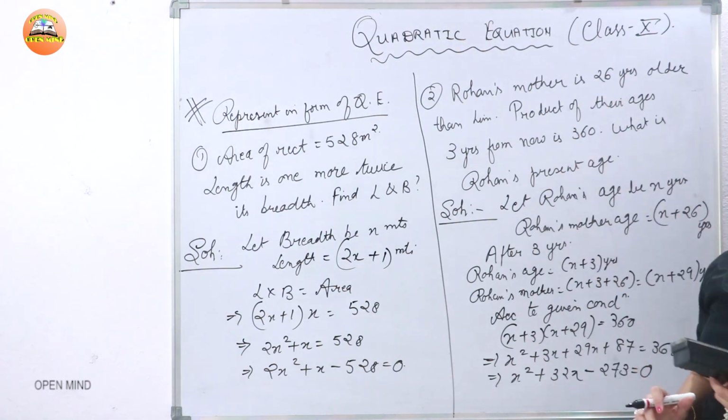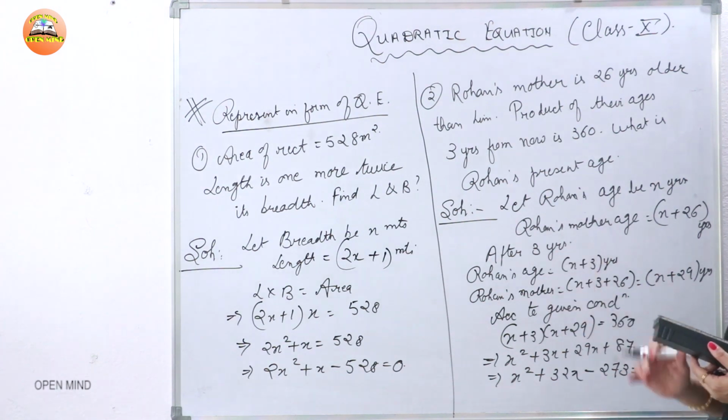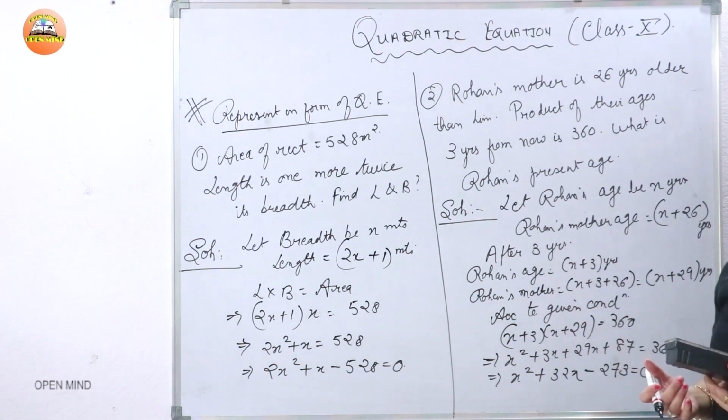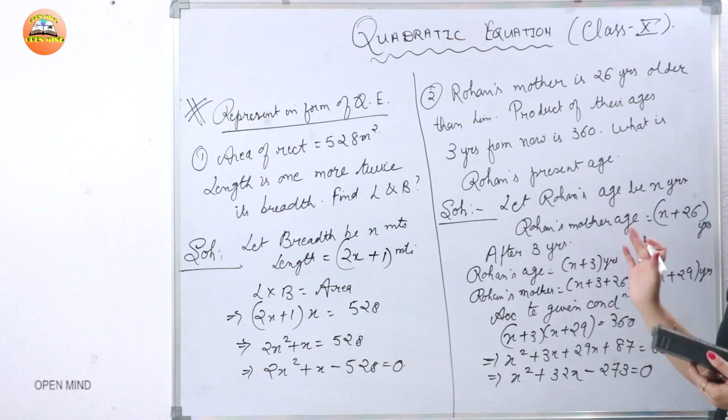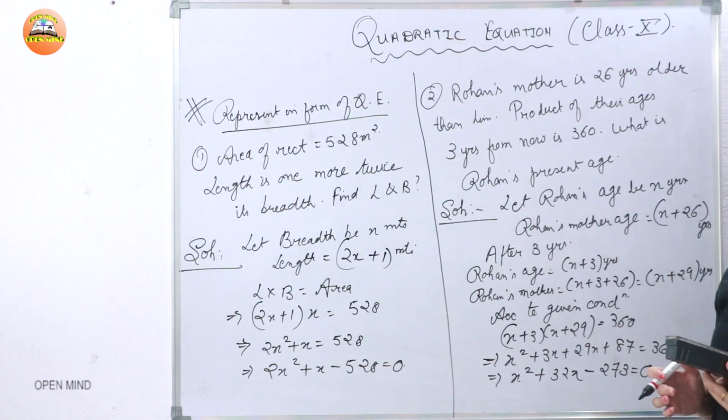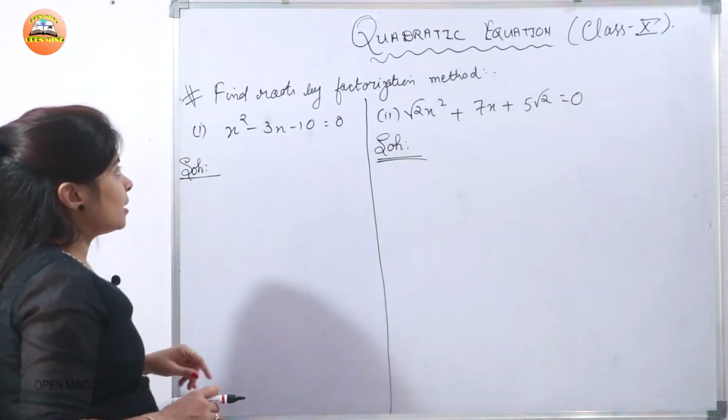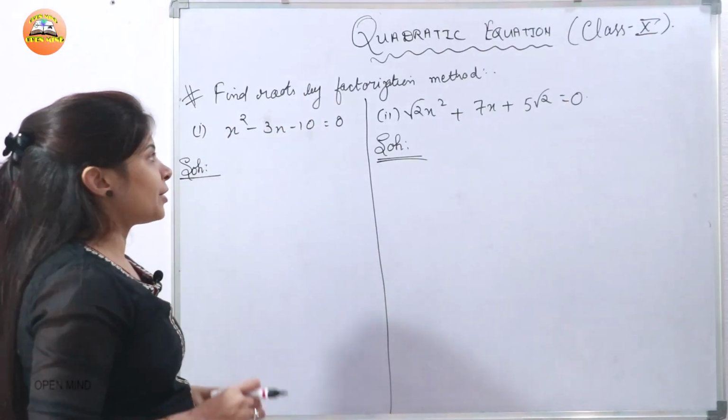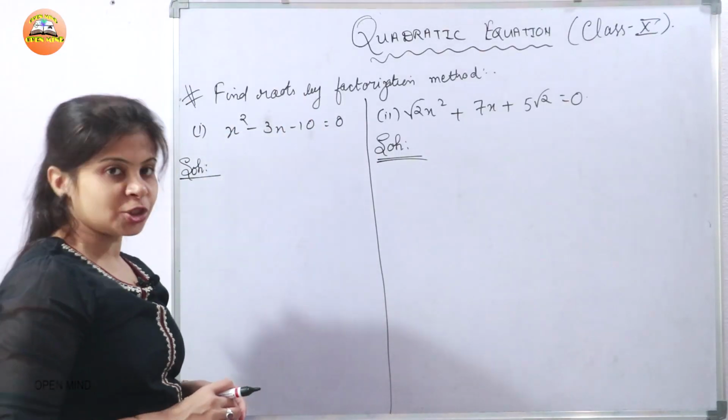So the question was written in the statement form. We represented it in the form of a quadratic equation. So this is the way to represent any question in quadratic equation form. Here there are two questions. Find the roots of the following quadratic equation with the help of the factorization method.